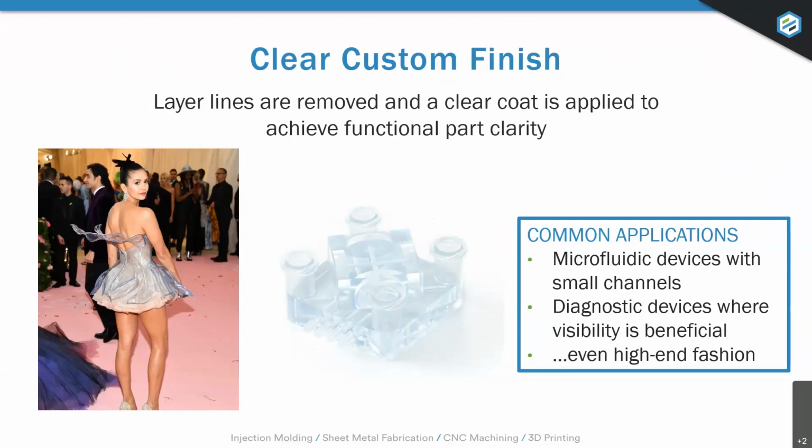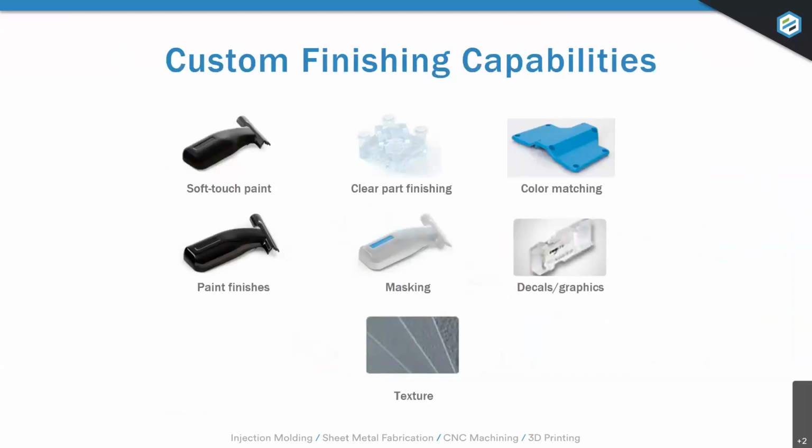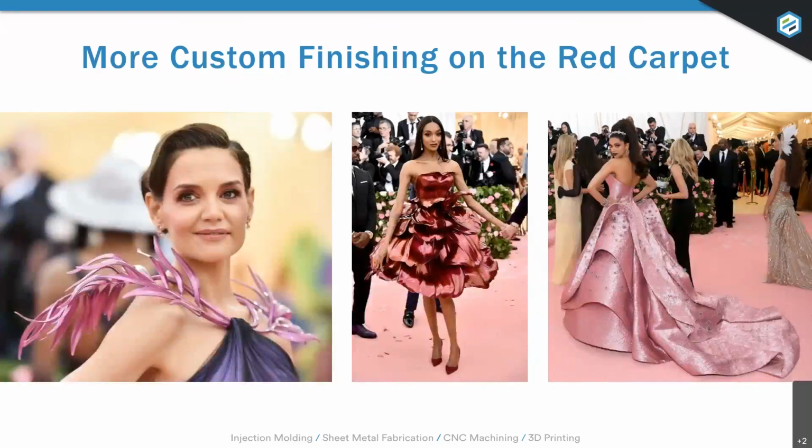The image on the left shows a full dress that we did for the Met Gala, and that shows off our custom finishing pretty well. These are other custom finishing capabilities that we can do in addition to clear part finishing, such as soft touch paint and color matching. We can also do decals and graphics and add texture through painting. Here are some more images of dresses and accessories that we made for the Met Gala.